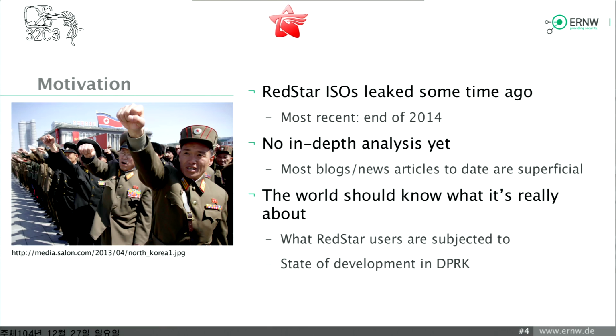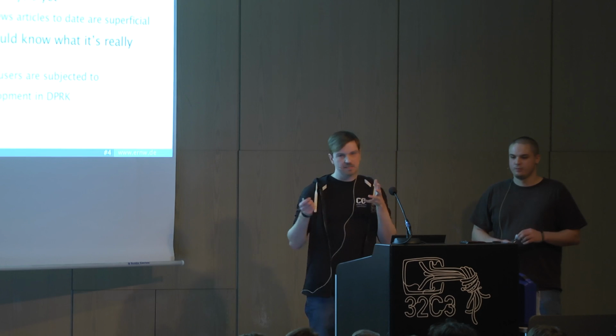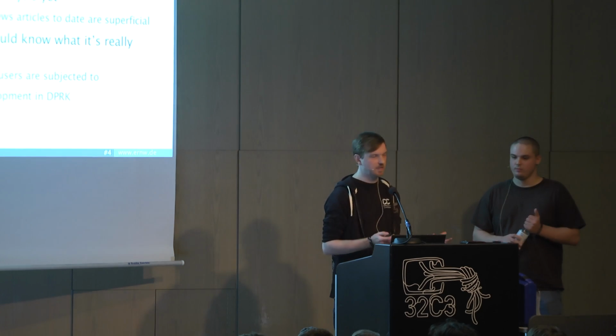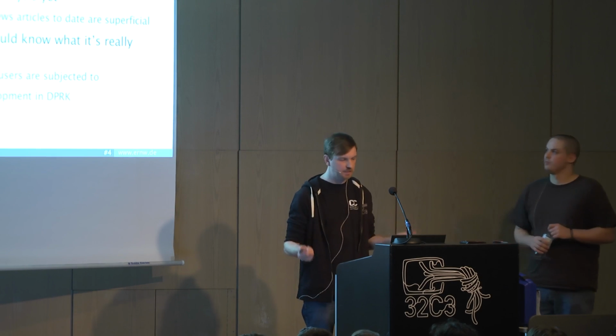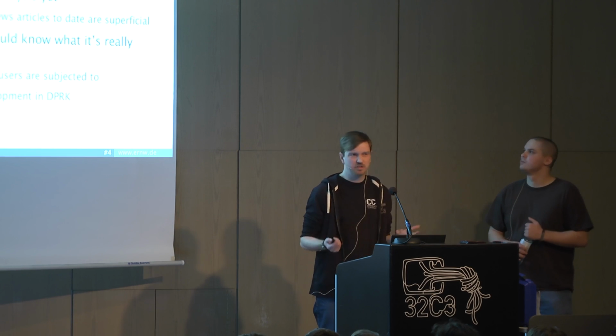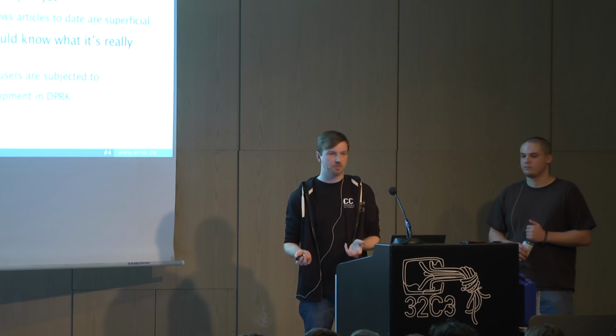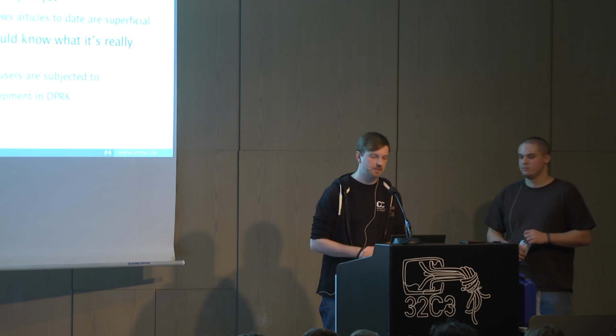So why are we doing this? Red Star ISOs have been leaked some time ago. There is a version 2 hanging around the internet, and there is obviously a version 3.0, which was leaked at the end of 2014. And we were quite surprised in the middle of the year that there is no in-depth analysis of this operating system. Most of the blogs and news articles you can find out there are quite superficial. And this is kind of surprising because if there is a state that doesn't put focus on transparency and free speech, and they are putting out an operating system, you kind of want to know how they build their operating system. So that was one of the major aspects for us to look into it.